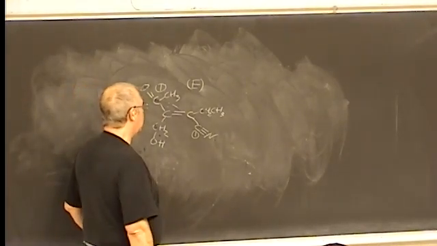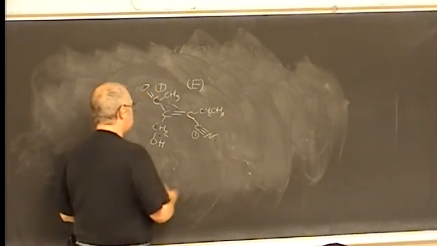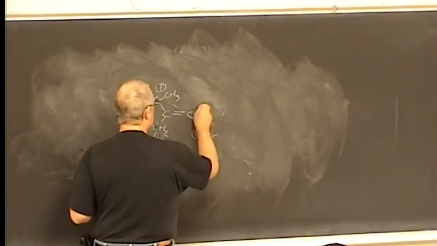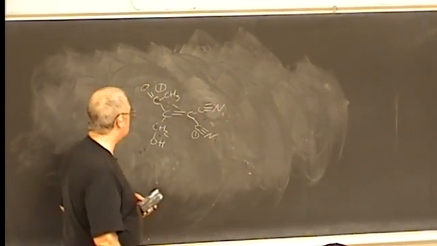Okay, not every alkene will exhibit E or Z stereochemistry. Okay, for example, if this were also a nitrile group, this would be neither E nor Z.